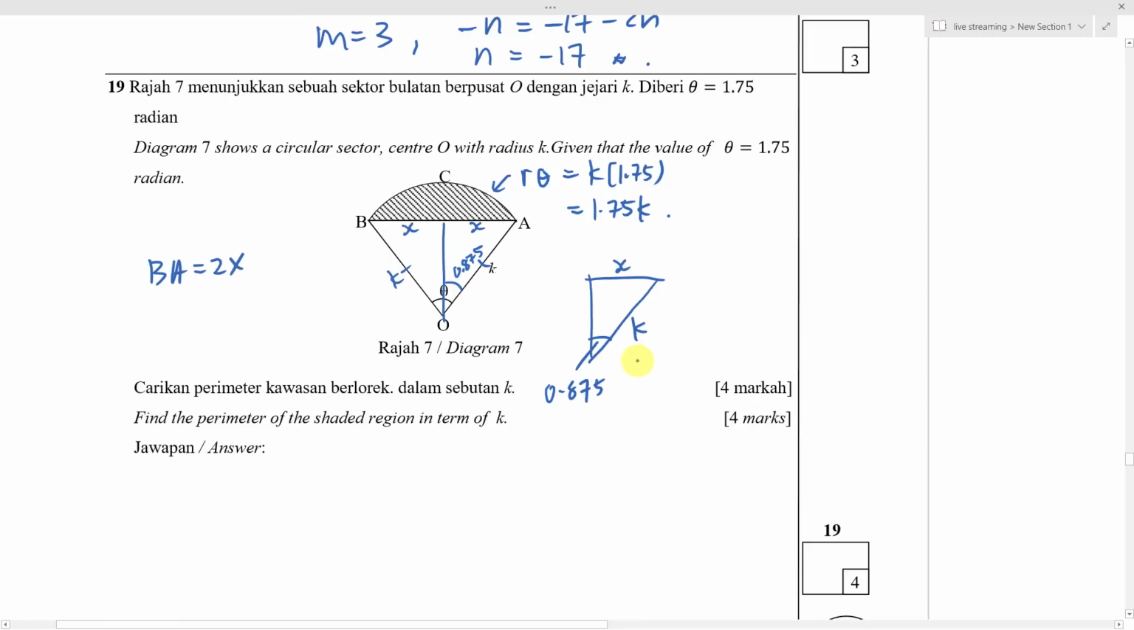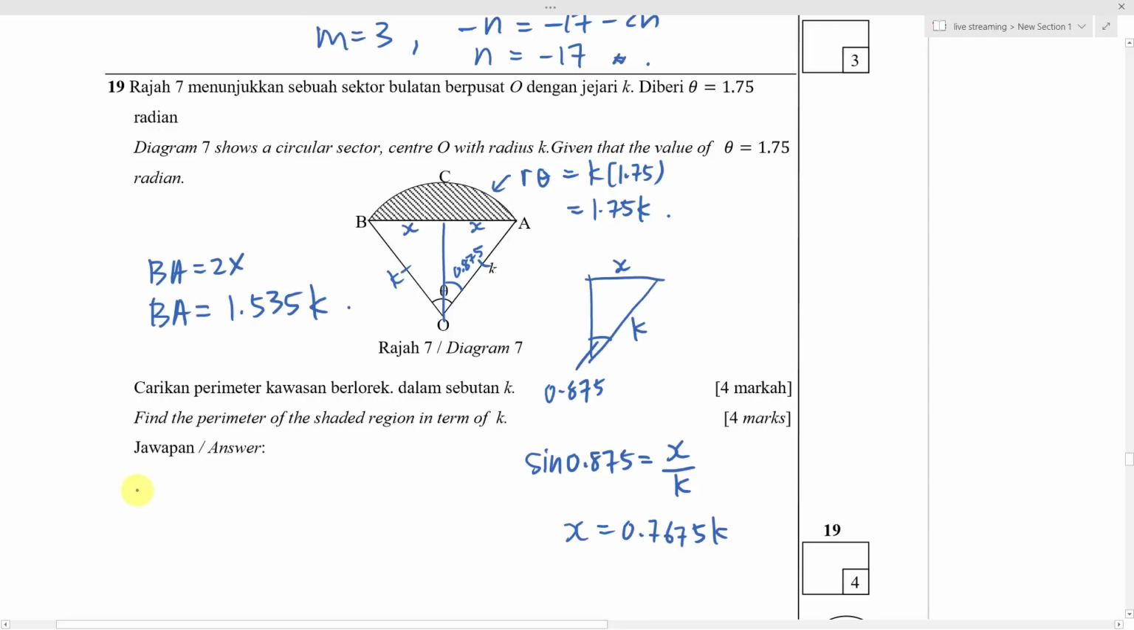So it's opposite and hypotenuse, you will do sine. So sine 0.875 equals opposite over k. And because 0.875 is in radians, when you type in your calculator, you need to make sure you change your calculator to radian. So you just type shift mode. If you are using this calculator, press 4. Then I will type sine 0.875. So okay, I will get x equals 0.7675k. Alright, so BA is double of it, so I will times 2.